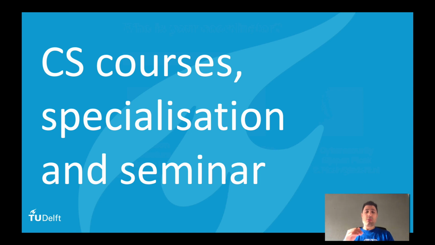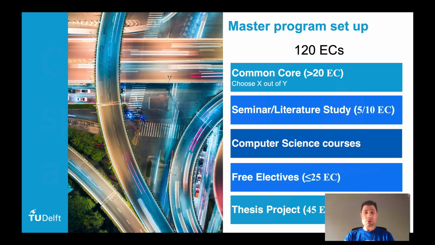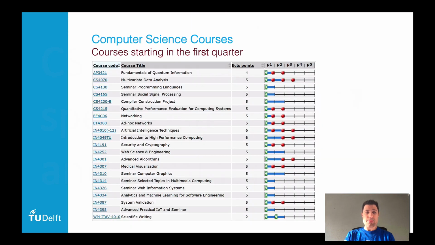Great. So we talked about the tracks, we talked about the special programs. Now let's talk a little bit about the computer science courses, these specializations that we have, and the seminar courses. So just to remember where we are right now, so you know the common core courses that you have to follow because you have picked a track or a special program. So let's talk about what we missed there.